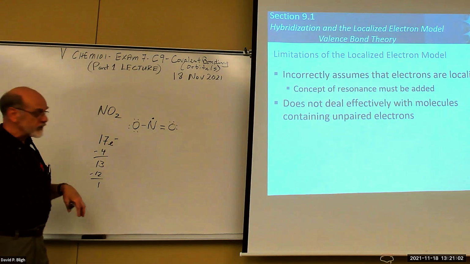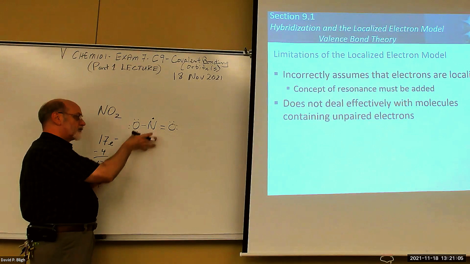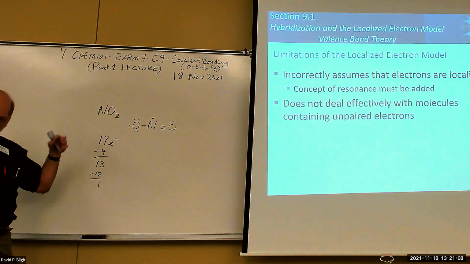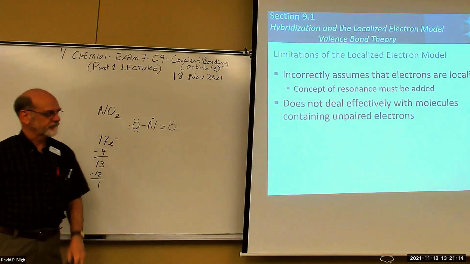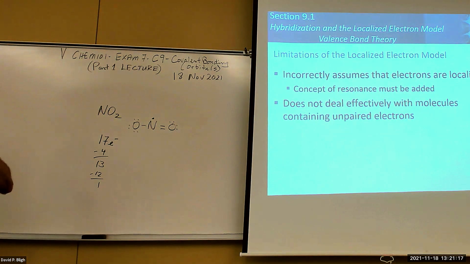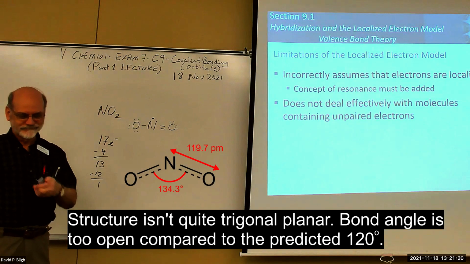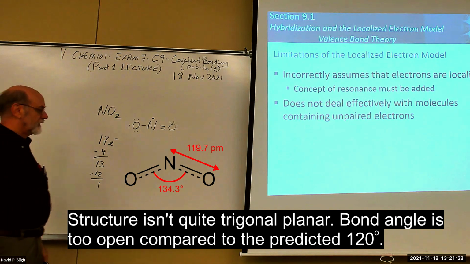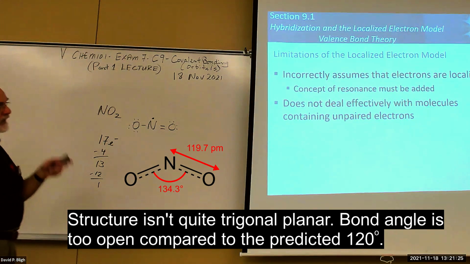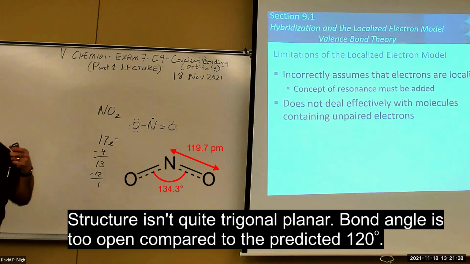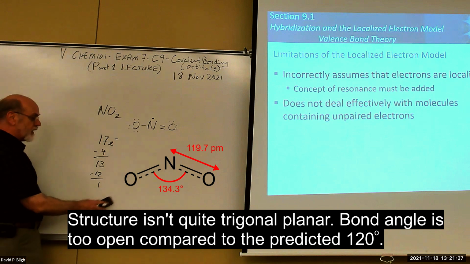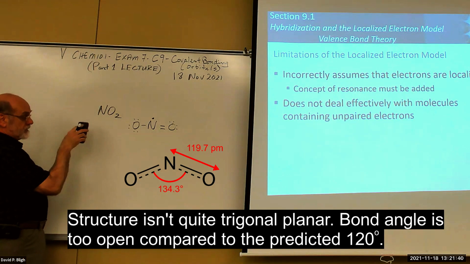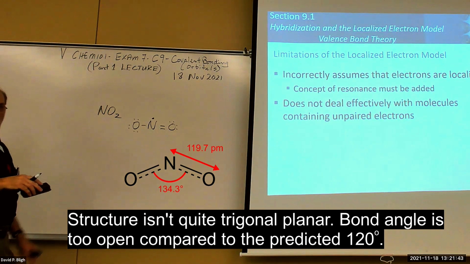Okay. And if we use groups rather than pairs, we would say that it should be trigonal planar. All right, 1, 2, 3. I should have looked it up before I came in. What is it actually? I don't know whether it's trigonal planar or not. But the point is that this localized electron model of the valence bond theory doesn't deal effectively with free radicals. That's what that is, a free radical. And it is an extremely reactive molecule. All free radicals are like that.